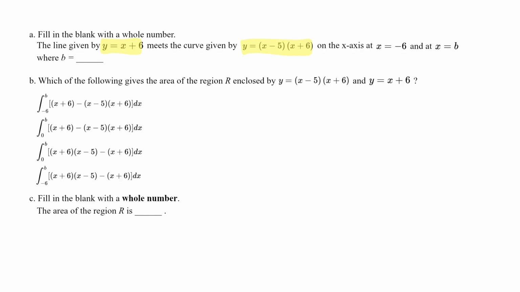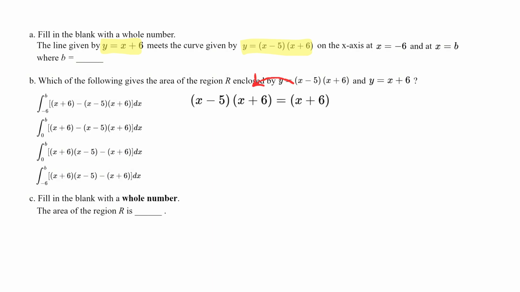Let's start. First, we need to find where these two graphs cross. To find the intersection points, we set the two equations equal to each other. This tells us exactly where the line and the parabola share the same coordinates. The quantity x minus 5 times the quantity x plus 6 equals x plus 6. Now don't just divide by x plus 6, you lose one of your solutions.